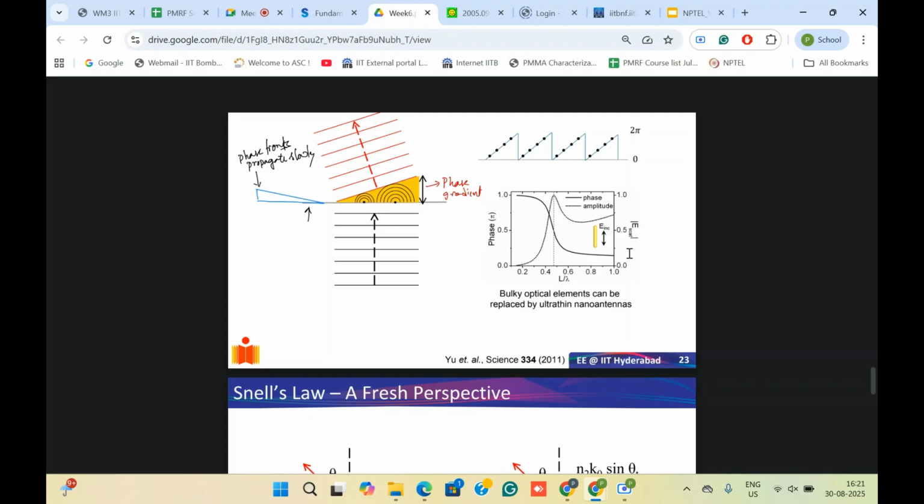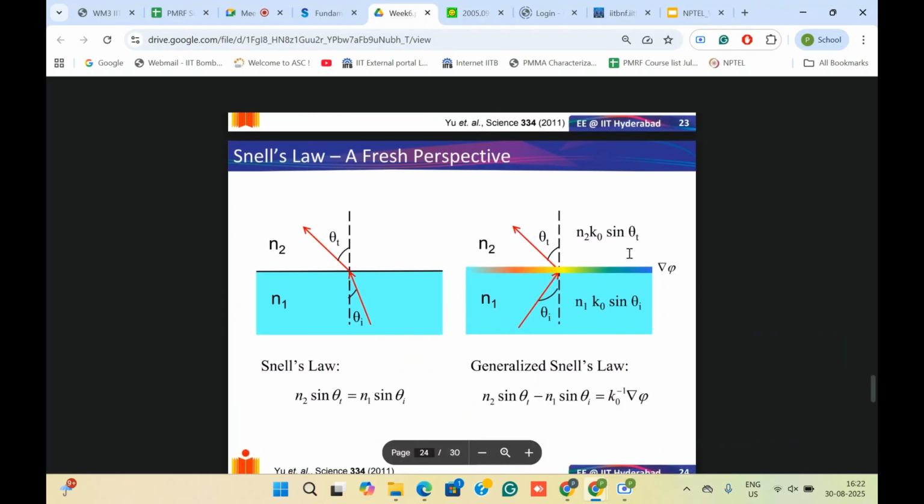So when light comes, essentially it will give me a triangular phase front. That is the ideal phase front for the phase gradient. We can sample it with the harmonic antennas. So we can sample a phase gradient with the harmonic nano antennas. This is the idea that we have completed. So the bulky optical elements can be replaced by ultra-thin nano antennas.